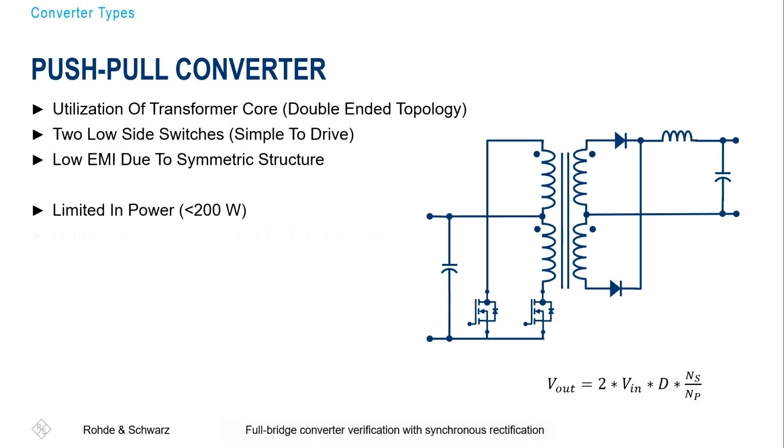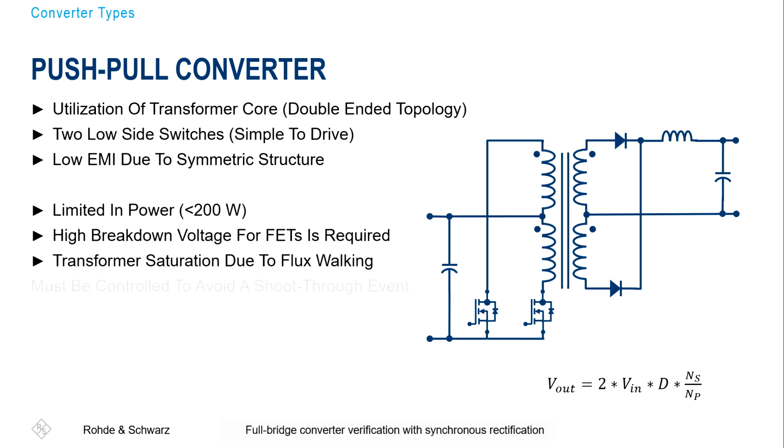Furthermore, we have two low-side switches. That means we don't need a high-side driver, very simple to drive, and low EMI emission due to this symmetric structure. Of course, some disadvantages come along with this converter type, and one is that it's a bit limited in power. So up to 200 watt is its maximum.